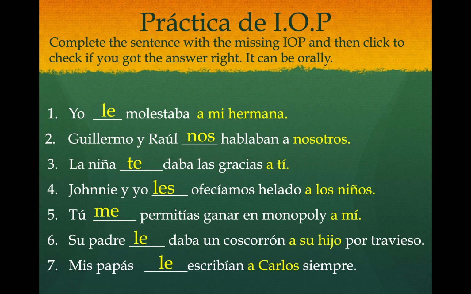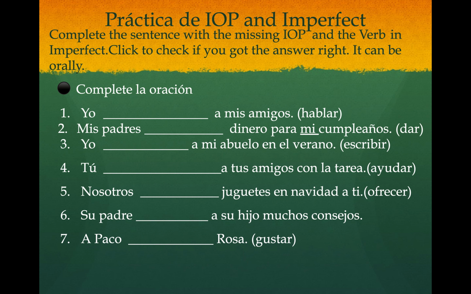In the next slide, now we're going to use the IOP, but we also are going to practice the conjugation of the verb in parentheses using the imperfect tense that we have been studying and practicing this week. So you're going to complete the sentence with the missing IOP, either me, te, le, nos, os, or les, and the verb that you're going to conjugate in parentheses based on who is doing the action. All right, let's do número 1.